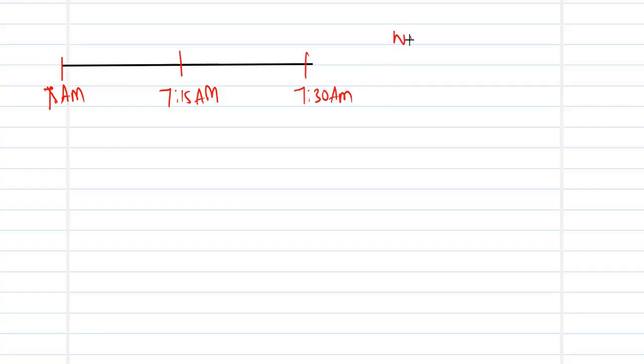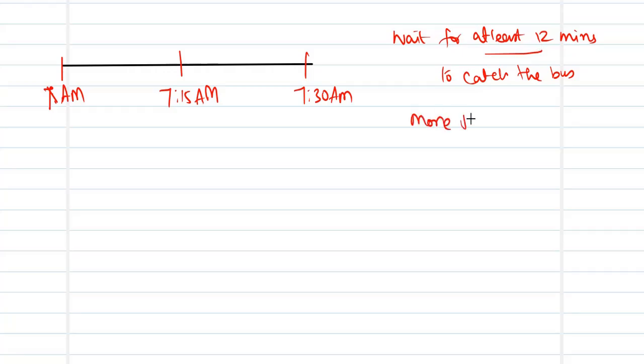So he has to wait for at least 12 minutes to catch the bus. So he must have waited for at least 12, equal to or more than 12, so it is greater than or equal to 12. So he must have waited for 12 or 13 or 14 or 15 minutes to catch the bus. So what is happening over here? He could have arrived prior to 7, so catching the 7 a.m. bus is again ruled out.